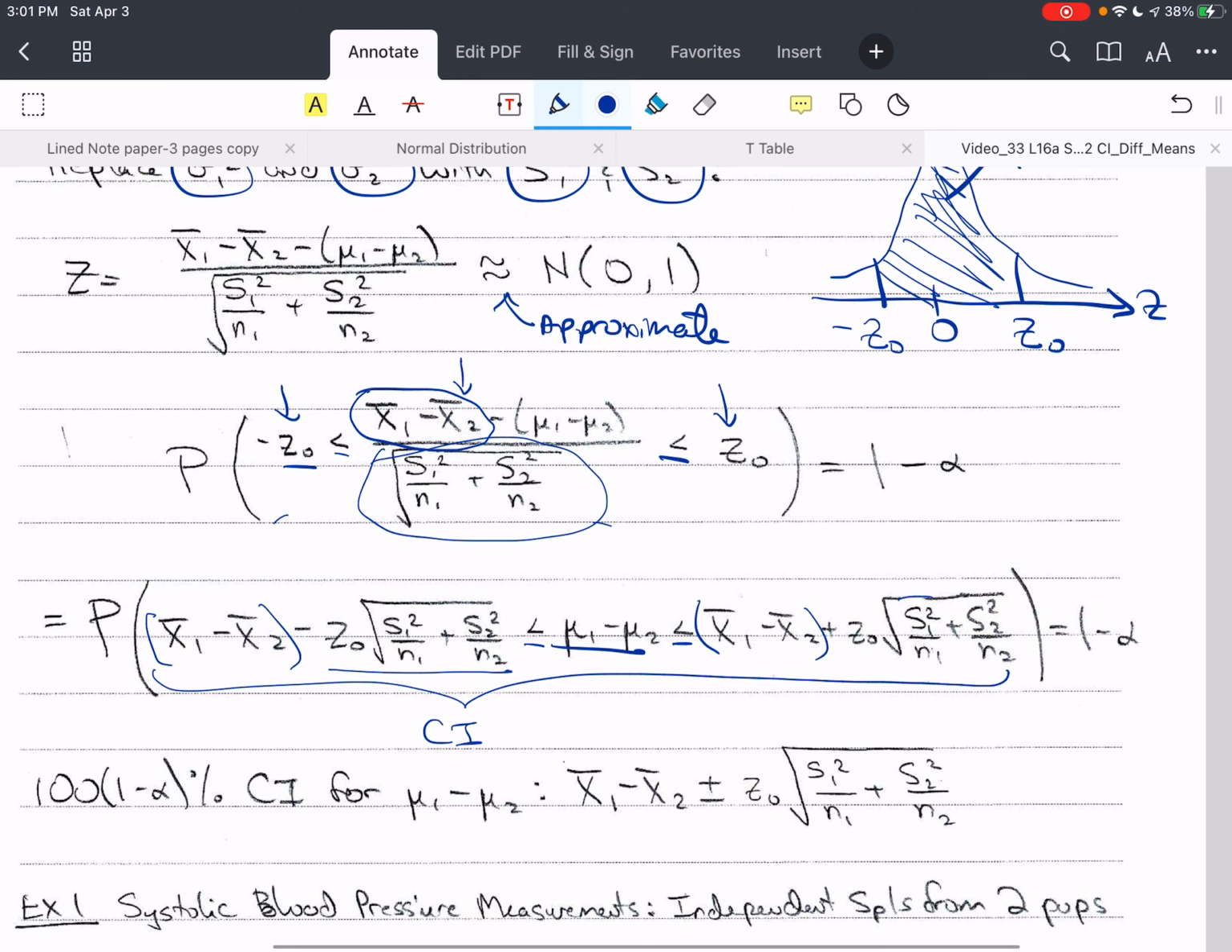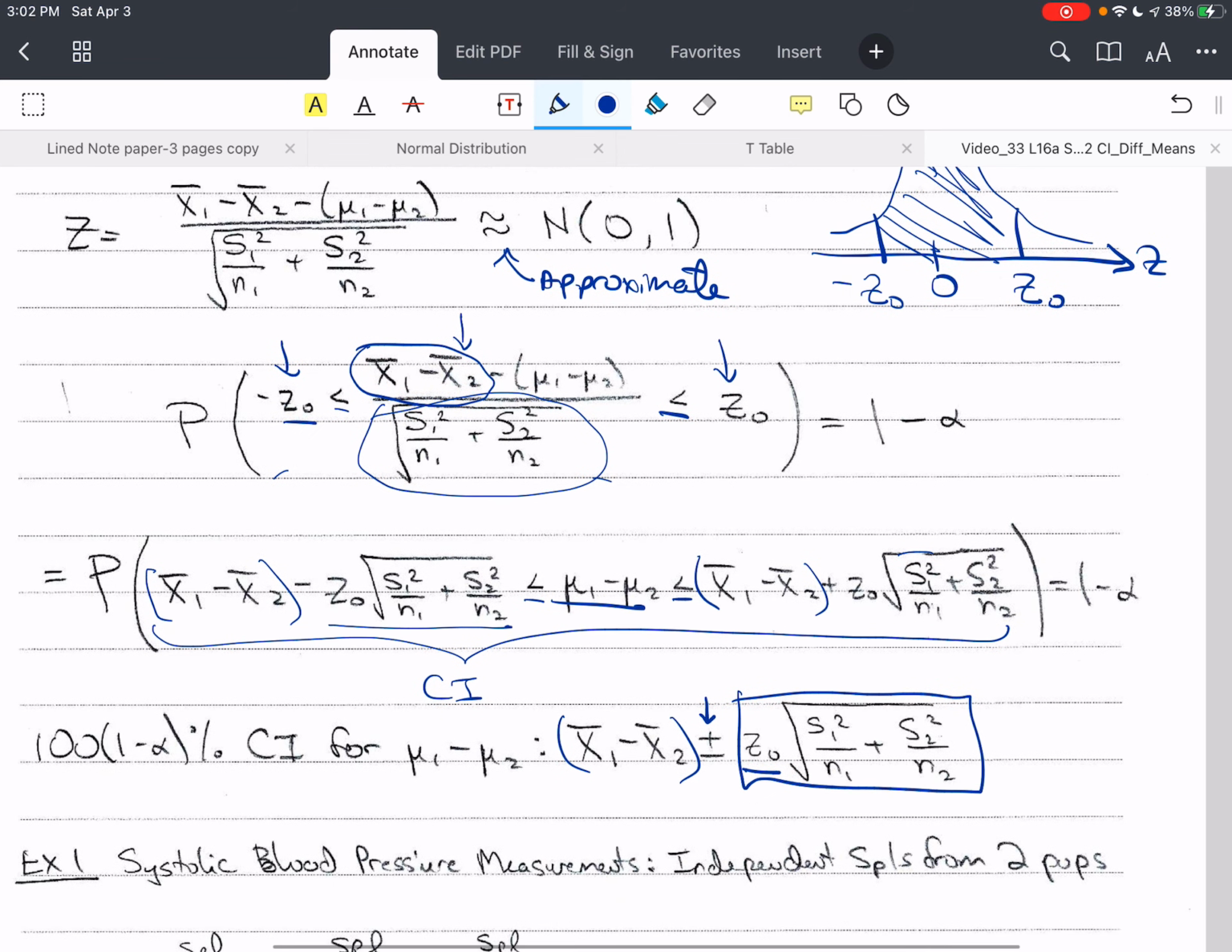And the confidence interval for mu1 minus mu2 can be written as x bar 1 minus x bar 2 plus or minus z naught times the square root of s1 squared over n1 plus s2 squared over n2. Okay? So again, for calculation purposes, I like to write it this way because this quantity is the same quantity for both limits. So let's do an example.